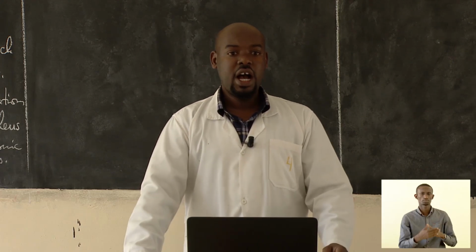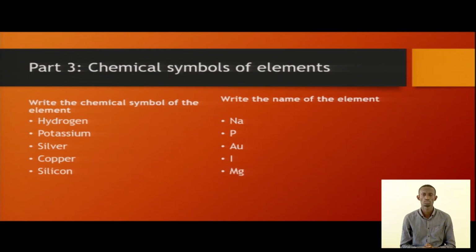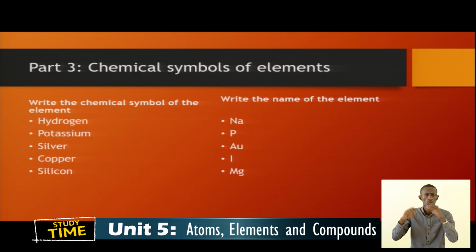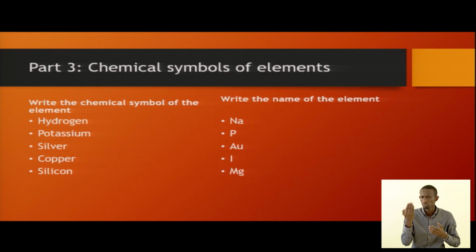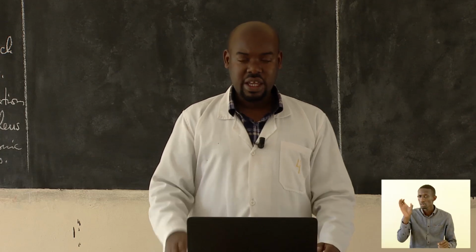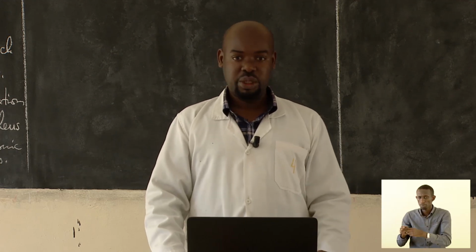The next slide, we have the chemical symbols. So we are going to go back and see how we represent chemical elements. We have 2 parts on the slide, and the first part is to write the chemical symbol from the name, and the second part, you will deduce the name from the chemical symbol.